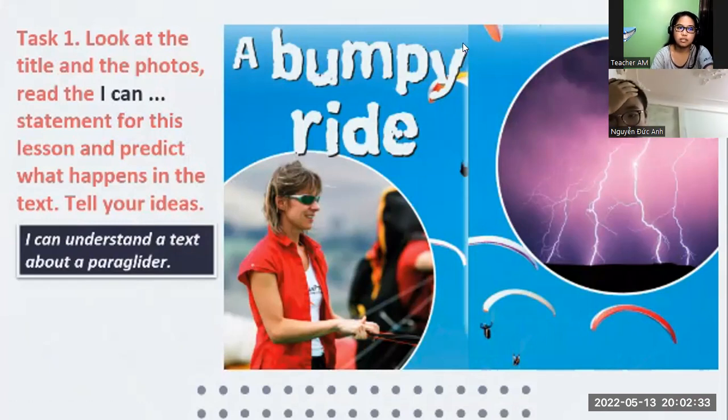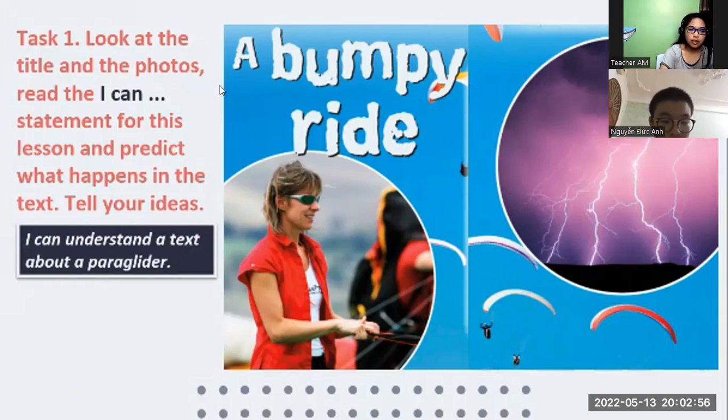Okay, so here in task 1, I want you to look at the title and the pictures. Read the I can statement for this lesson, and you're going to predict what happens in the text. So I want you to tell your ideas. When we say predict, this means looking at the future. What may happen in the future?